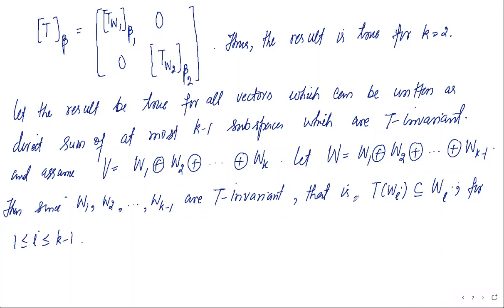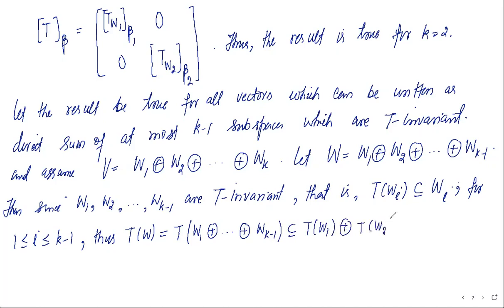Now, since these are the T invariant subspaces, thus T of W, which is in fact T of W1 plus so on plus Wk minus 1, is contained in T of W1 plus T of W2 plus so on plus T of Wk minus 1. In fact, it's actually the equality here.